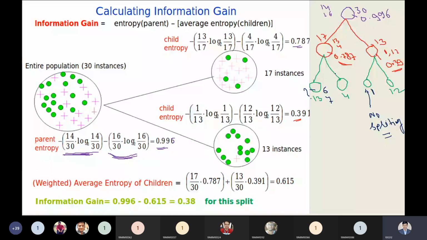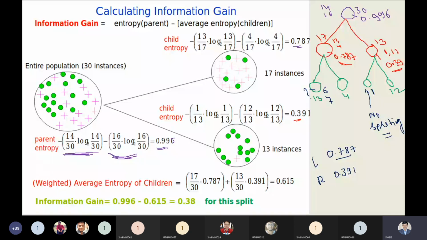So now finally we are getting 0.787, that is the entropy of this left side node. The right side node has an entropy value of 0.391. But from this point we can't say whether we are splitting or not. Before that we have to calculate the weighted average. So how can we get the weighted average?